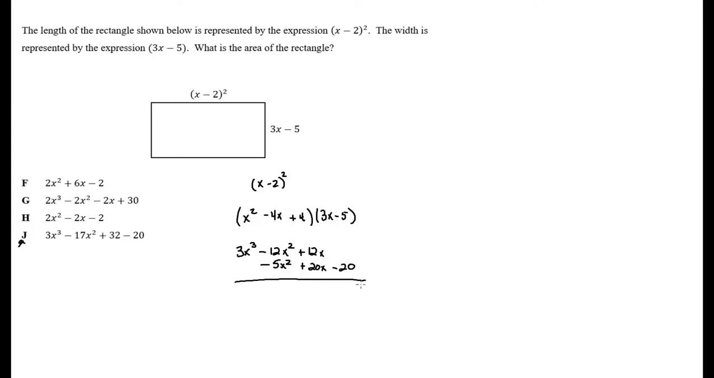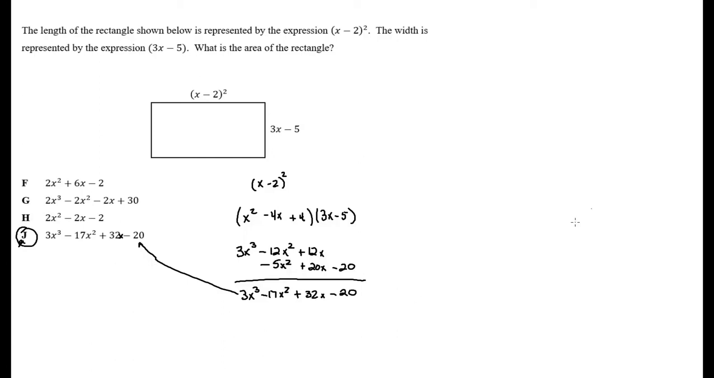And then let's go ahead and just do our addition here. So I get 3x cubed minus 17x squared plus 32x and then minus 20. So again, if I take a look here, it looks like it should be J. The problem is the answer choice is missing an x, but it does look like it should be J.